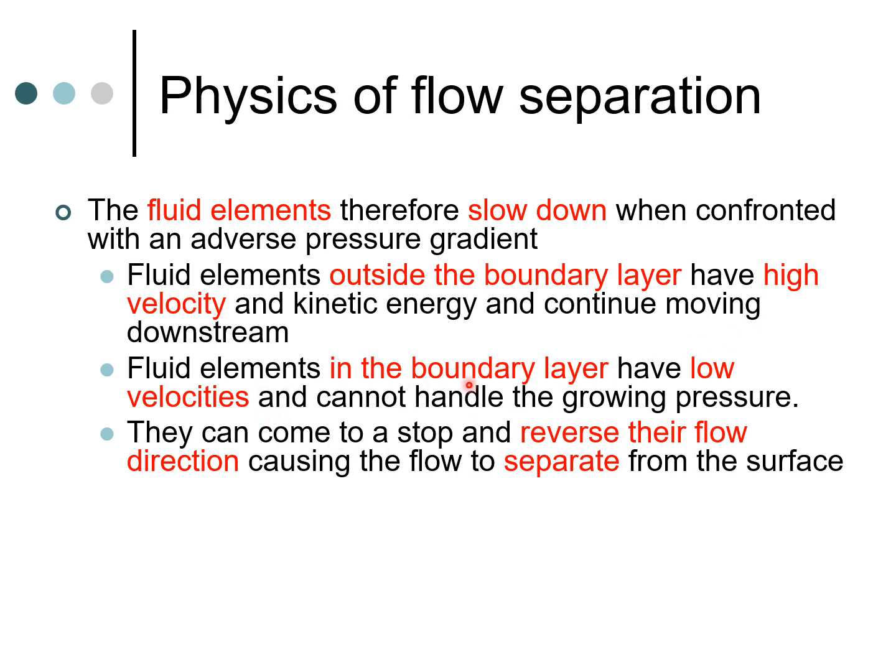But the fluid elements which are in the boundary layer are going to have lower velocity. Remember the profile of the fluid in the boundary layer, and they cannot handle this growing pressure which they are facing. So what happens is they come to a stop and reverse their flow direction. This is physically how you can think about flow separation taking place: this reversal of flow direction causes the flow to separate from the surface. Essentially this action all happens inside the boundary layer because the boundary layer fluid particles are moving slowly compared to what's going on in the free stream.